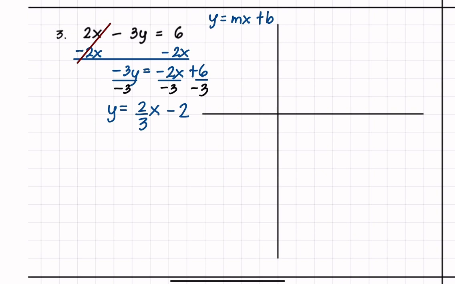Now, class, is this already in slope-intercept form? Yes, very good. So now we have to determine what is our m and what is our b. So our m is the number beside the x. So we have 2/3. So this is our m. 2/3. What about our b? That is negative 2.